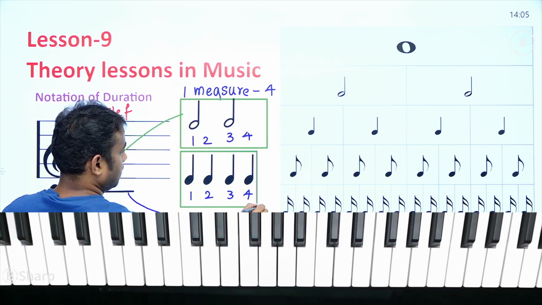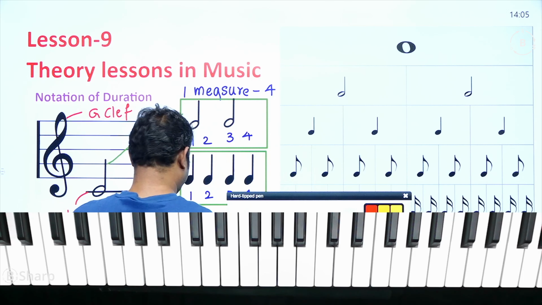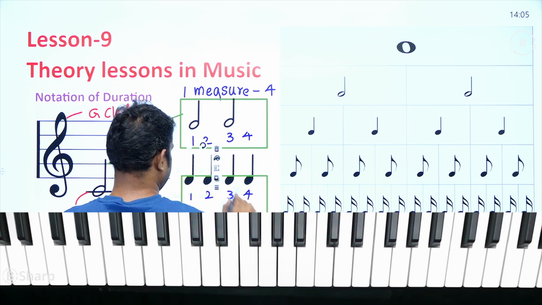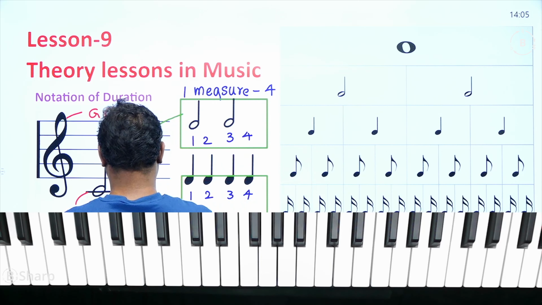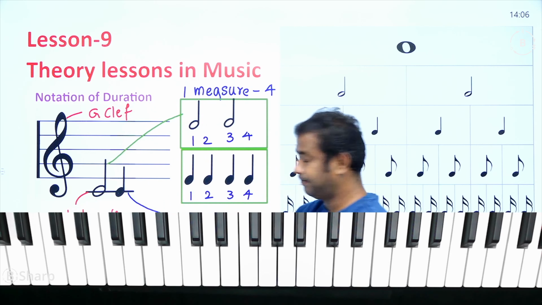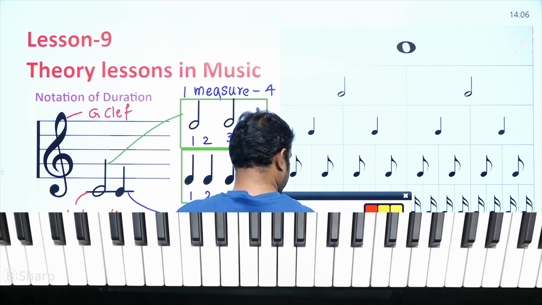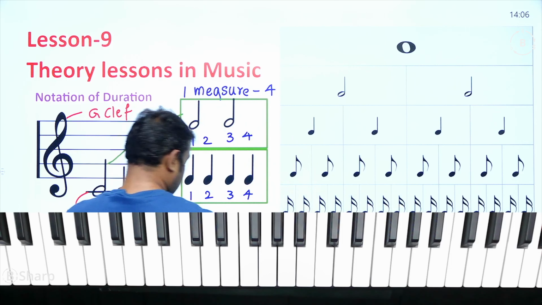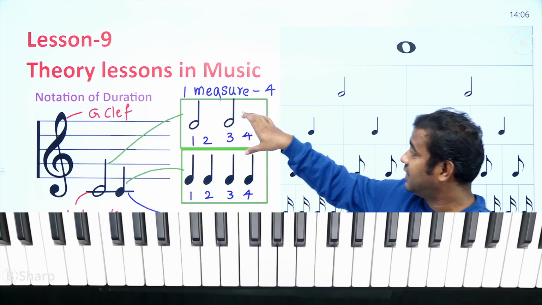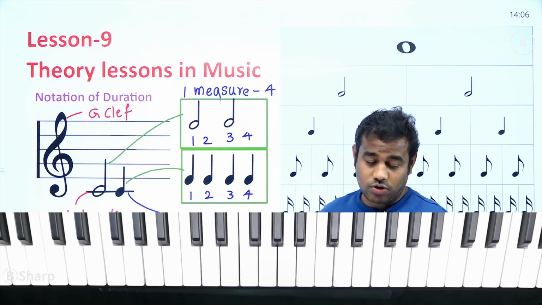Have a look here. So like this will be. 1, 2, 3, 4. So I'll differentiate between a half note and a quarter note. When you are playing this half note and a quarter note, look at here.